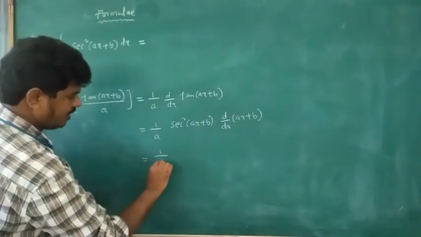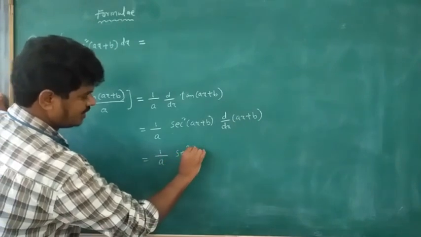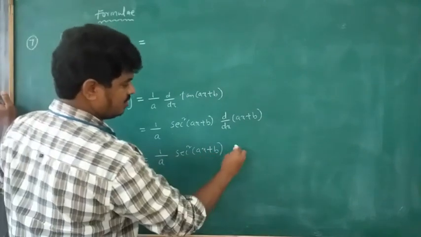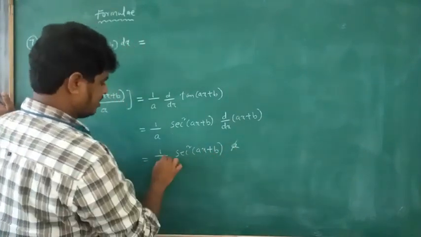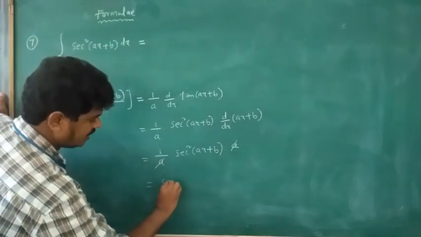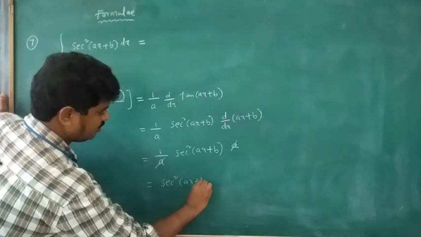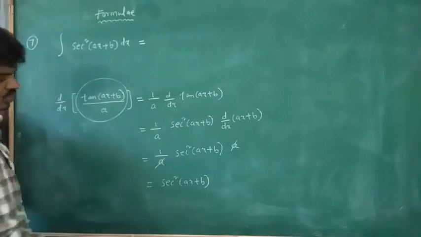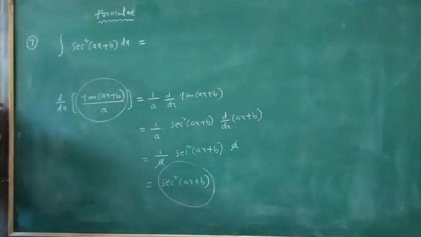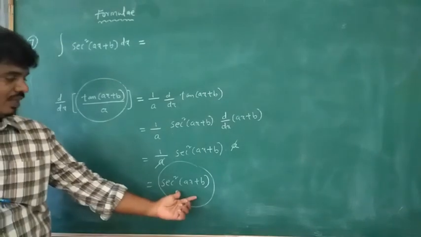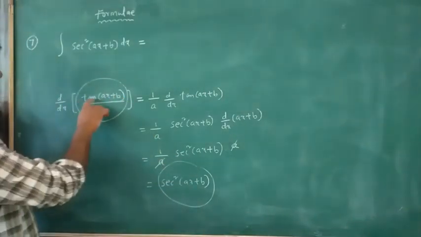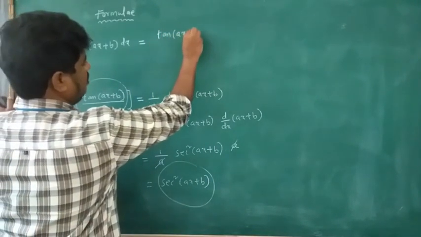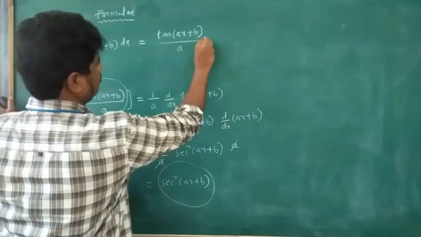This is equal to 1 by a into secant square of ax plus b into the derivative of ax plus b, that is a. By cancelling this a, what we have is secant square ax plus b. So the derivative of tan of ax plus b divided by a is equal to secant square ax plus b. So the integral of secant square ax plus b will be tan of ax plus b divided by a plus c.